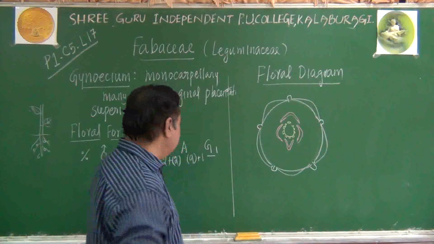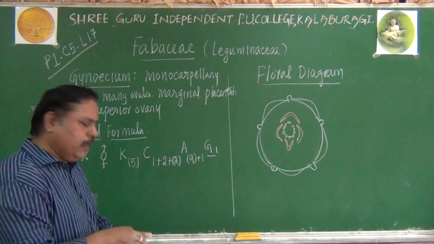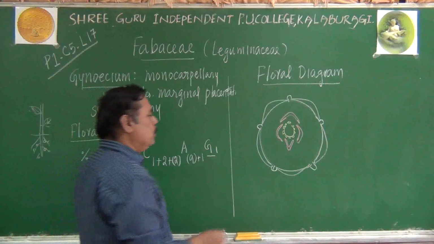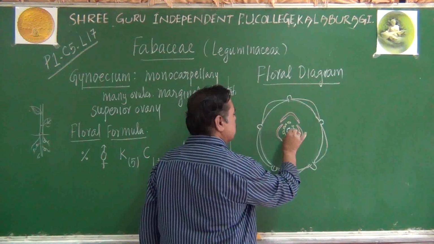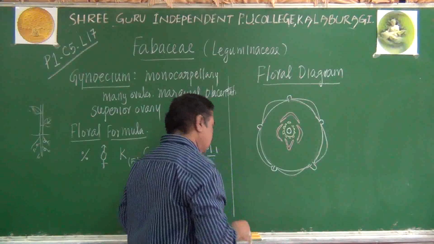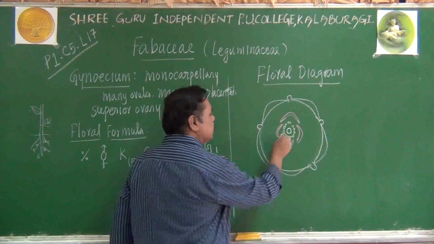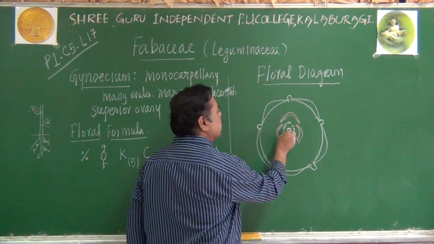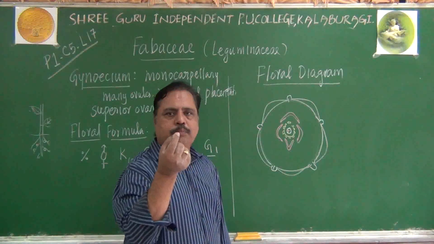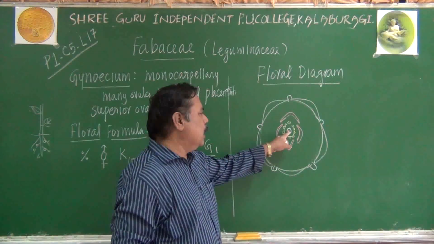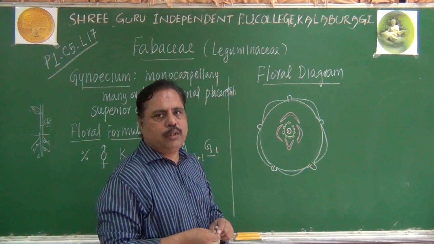When we come to the gynoecium, superior ovary, marginal placentation. In the center we will make the gynoecium like this, only one carpel, and ovule is attached in the margin like this. Do you remember pea plant and all these pulse plants, they have marginal placentation only.